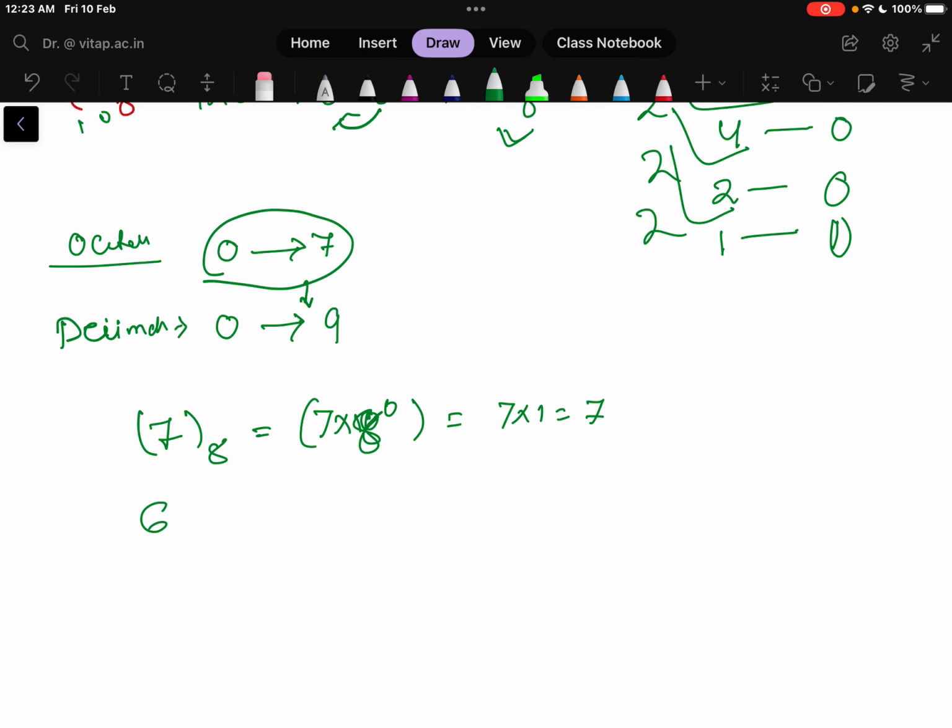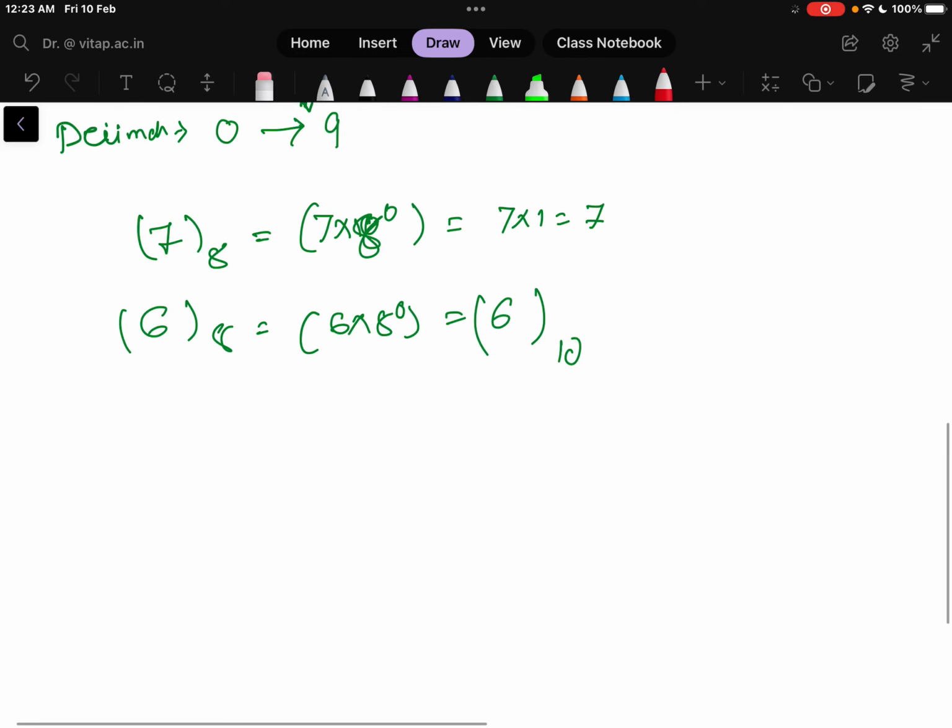Next, if I take 6, again the same thing. It will be 6 into 8 power 0, so 6 is the value in decimal. The point I wanted to make is that octal numbers from 0 to 7 are exactly equal to the decimal numbers 0 to 7. Now, how to remember this?